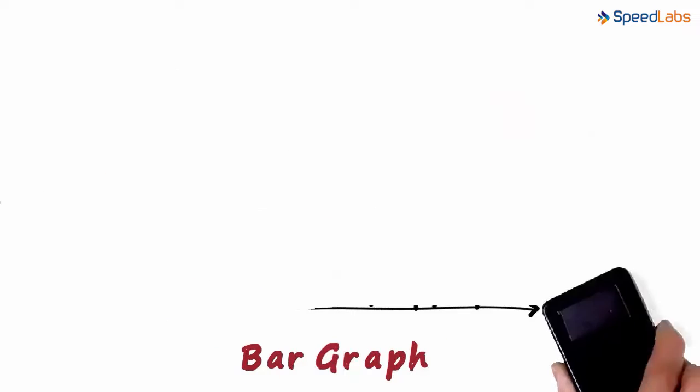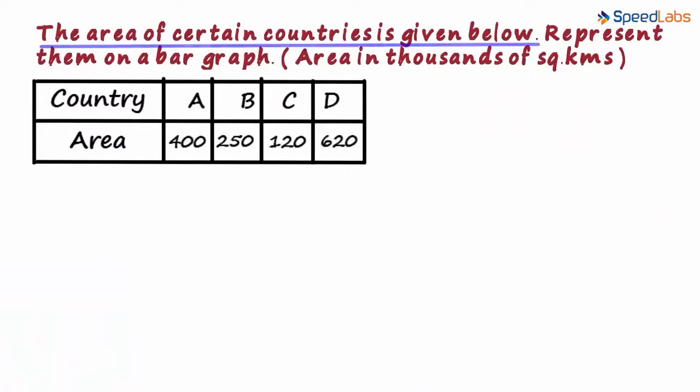Let's look at an example. The area of certain countries is given below. Represent them on a bar graph. Area given in thousands of square kilometers. So we have the data for 4 countries A, B, C and D, and we are given the area for each of the countries. Remember, they are in thousands of square kilometers. So the area of country A would be 400,000 square kilometers.